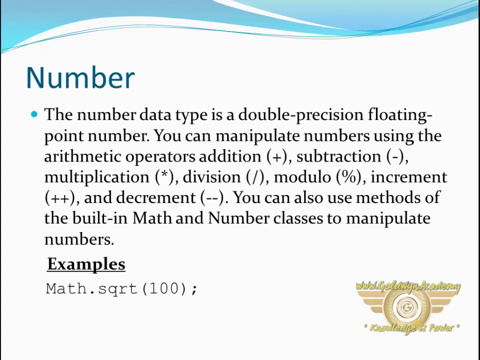Number. The number data type is a double precision floating point number. You can manipulate numbers using arithmetic operations like addition, subtraction, multiplication, division, modulo, increment, and decrement. You can also use methods of the built-in Math and Number classes to manipulate numbers. Example: Math.sqrt of 100. The answer will be 10.